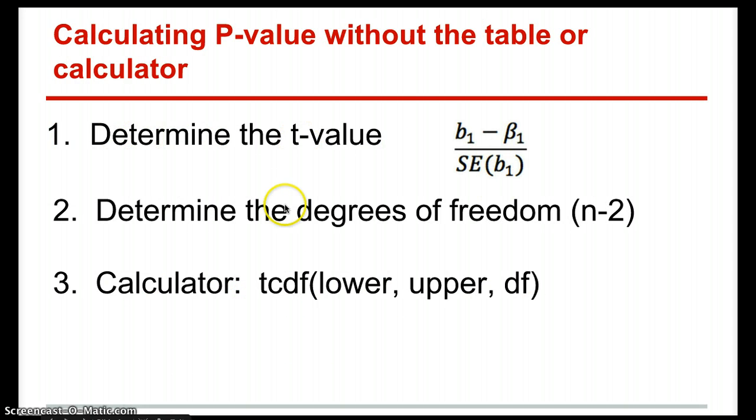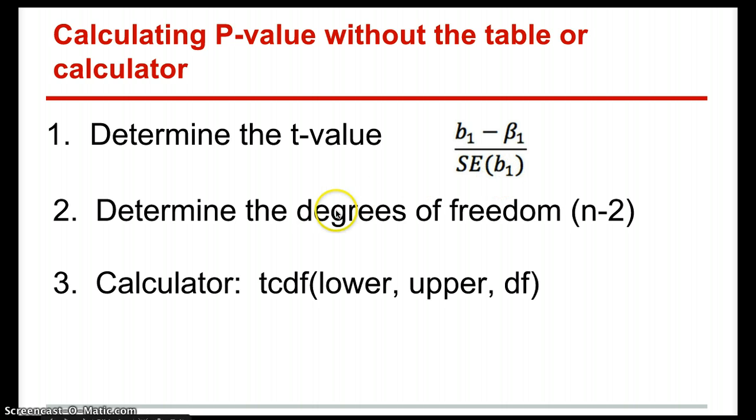Sometimes you're going to have to calculate a p-value without a table. The first thing you have to do is determine your t-value. Your t-value is the slope that you have minus the hypothesized slope. If you remember, in most of our null hypotheses, we're saying the slope doesn't change. So it's the slope minus 0, over the standard deviation of the slope.